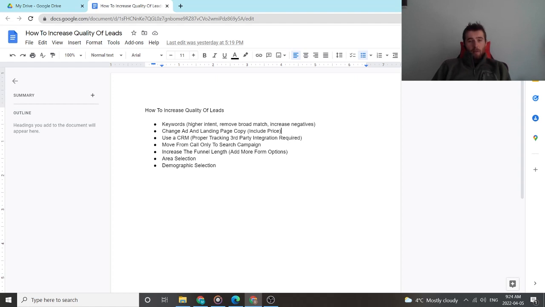The next thing I would say, if you're using call only campaigns and you're seeing a lot of random calls and they're not really converting, you could switch over to a search campaign and then drive that traffic to a landing page. And essentially, what we're doing here is what it says below, increasing the funnel length. So someone who just types it in Google, they see your phone number, they click it. They don't really have as much information as they would if they had to click on the actual ad copy.